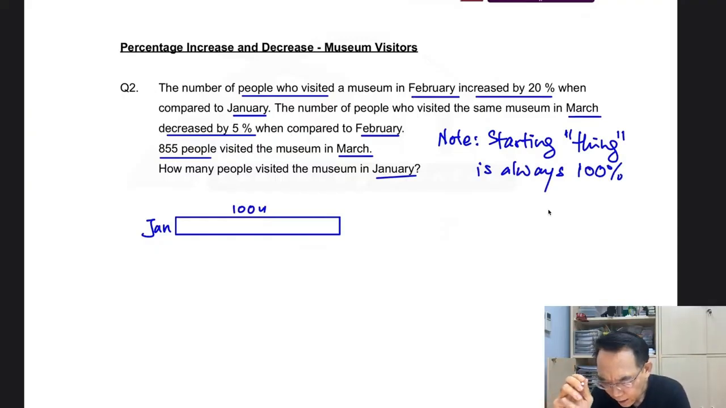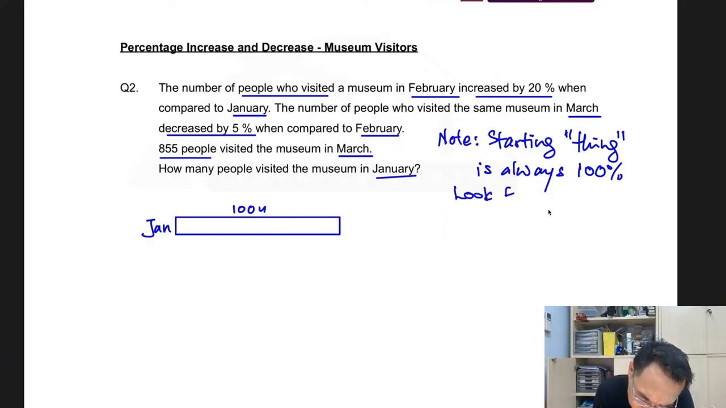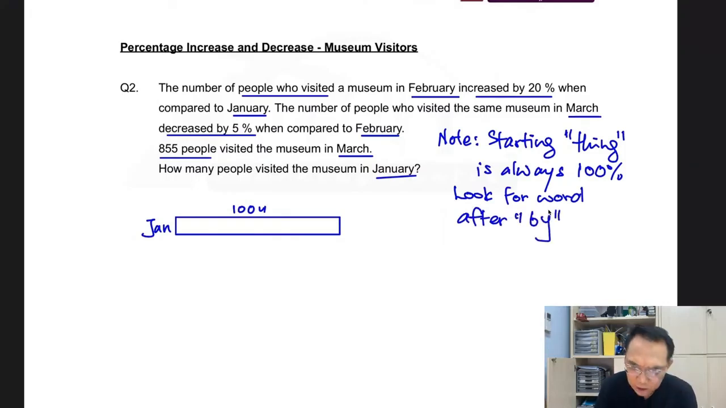And how do you know which one is the starting thing? Look for the word after "by." Increase by, decrease by. So this "by" word here is super important. This "by" word here is your starting point. And that means I must start from 100% based on the word that comes after that.